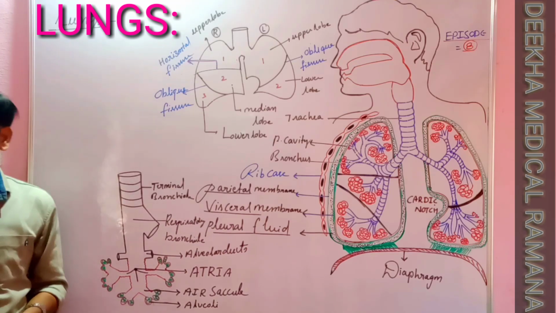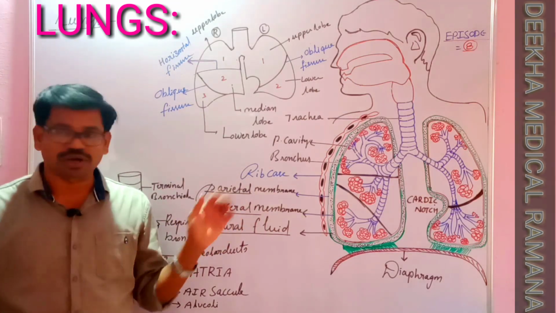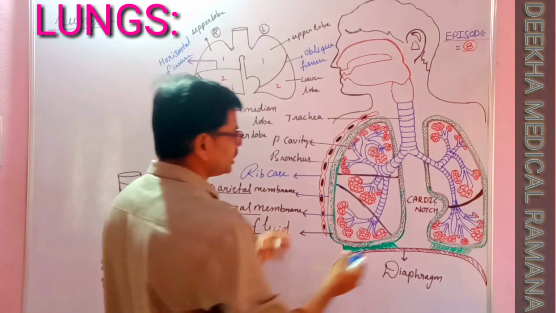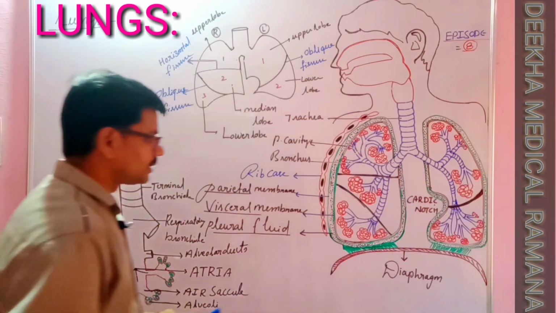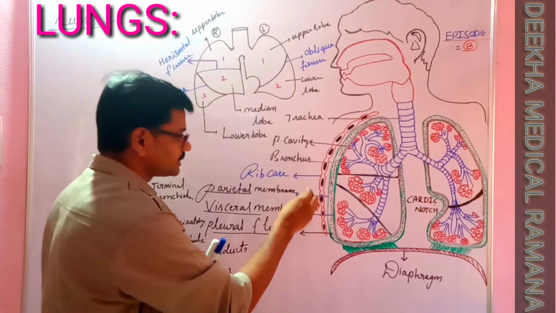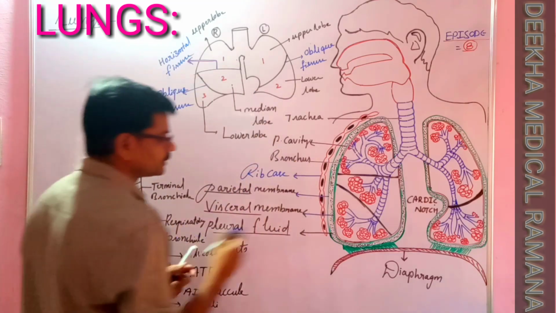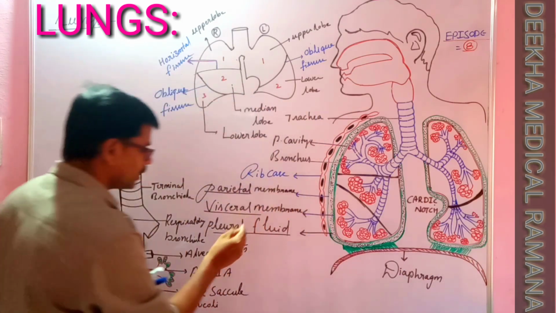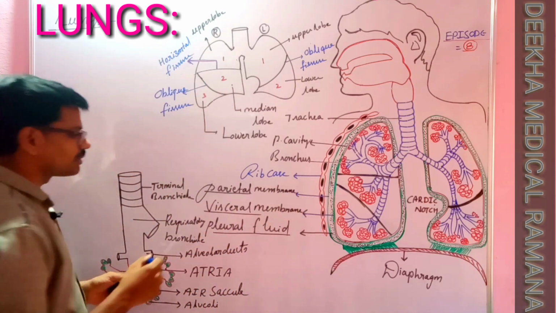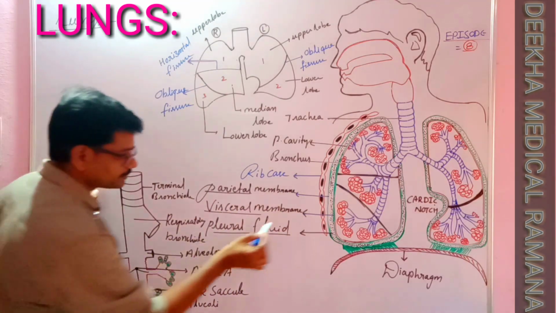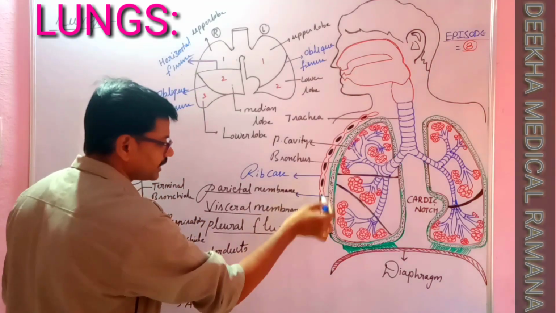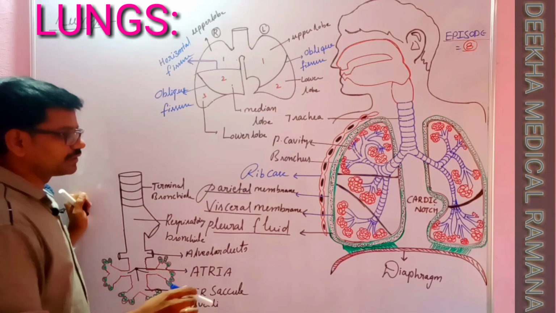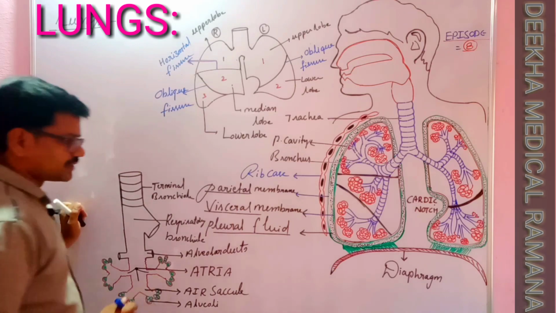The pleural fluid present between the parietal pleural membrane and visceral pleural membrane helps reduce friction on the lung surface. That means during contraction and relaxation of the lungs, some friction would take place between the two surfaces of the lungs, right? That friction is reduced by the pleural fluid, which is secreted by the pleural membranes. I think you have understood that. Pleural fluid is present in the pleural cavity, the cavity formed by the space between the parietal membrane and visceral membrane, which helps reduce friction while the lungs are working, right?